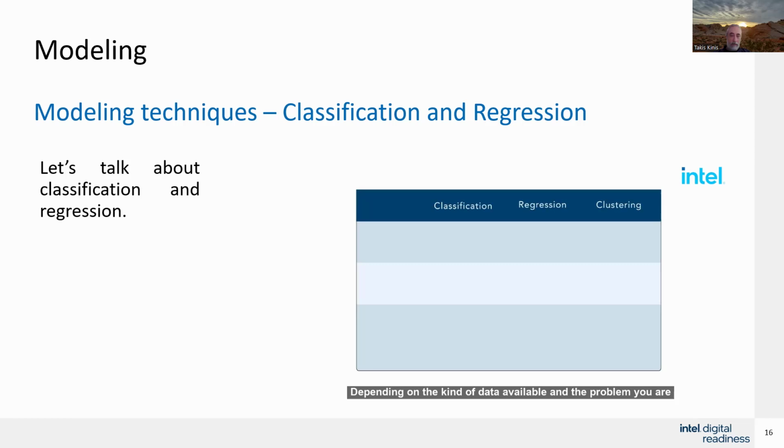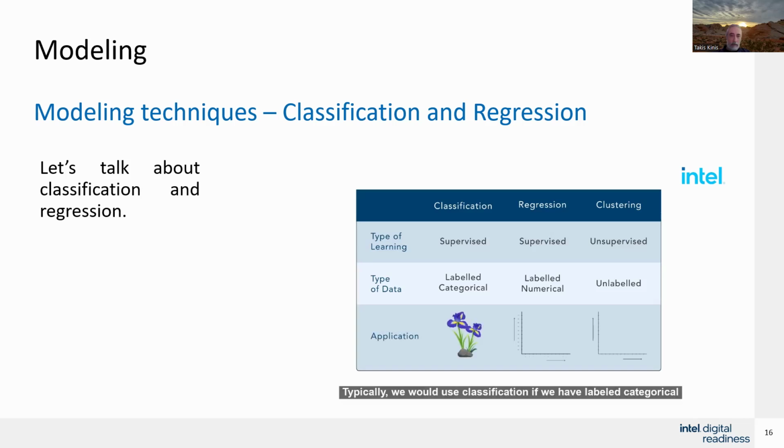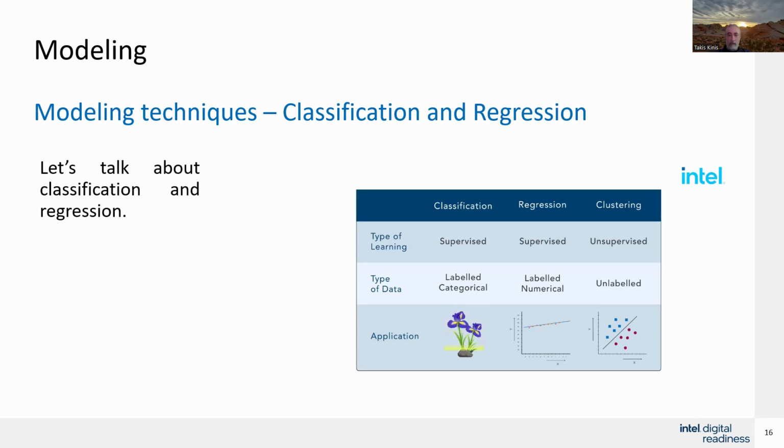Depending on the kind of data available, and the problem you are trying to solve, you can use either of these techniques. Typically, we would use classification if we have labeled categorical data and wish to identify which class a new data point would belong to. Regression is useful if we wish to predict numerical data such as prices, weather, etc. based on past labeled data. For uncovering correlations between unlabeled data points, we can use clustering.